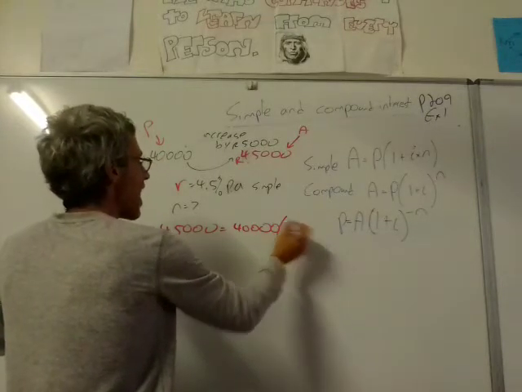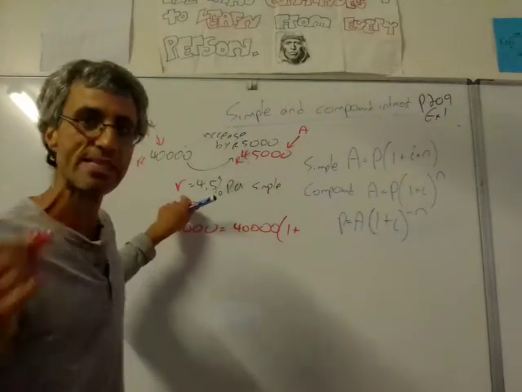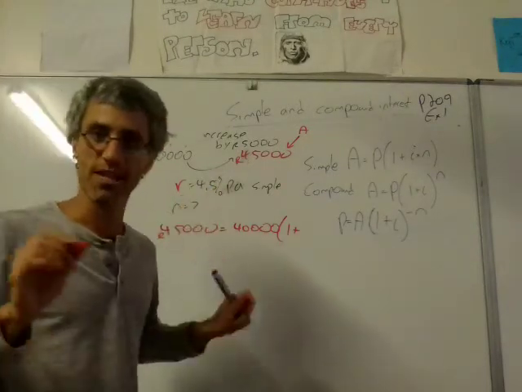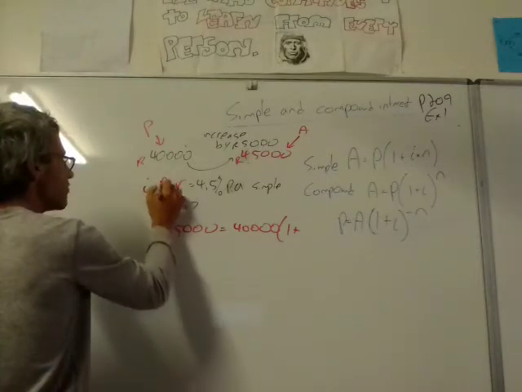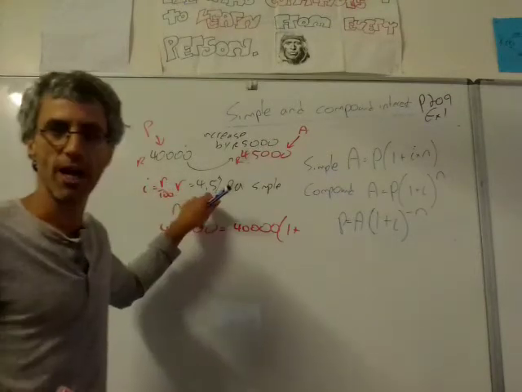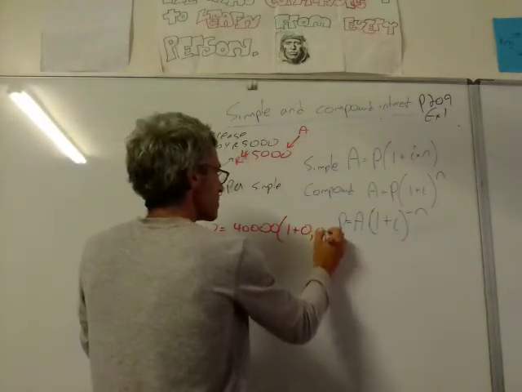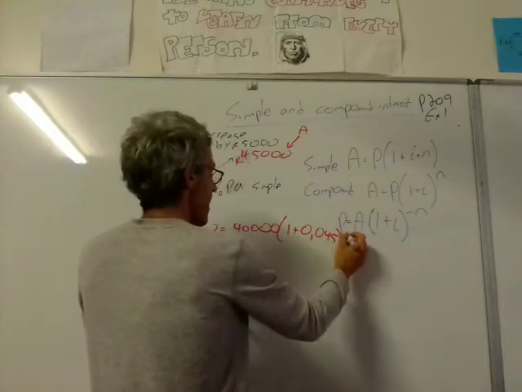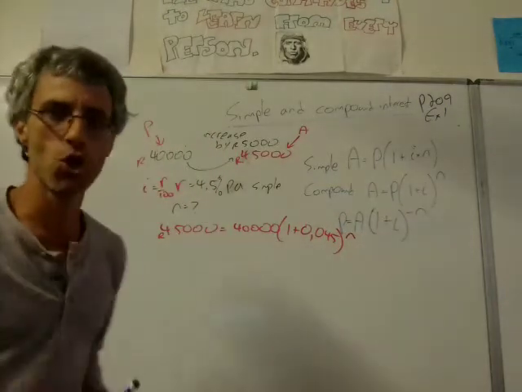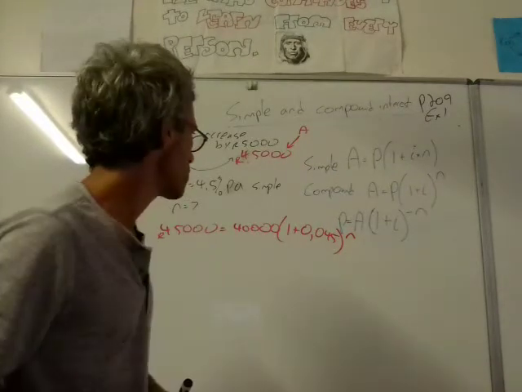1 plus I. Okay, if the R, the interest, is 4.5%, the I, which is the decimal, is R over 100, isn't it? I is R over 100. So I need to divide it by 100. You can do that in a calculator, but come on, guys, it's not that difficult. 0.045. And we're powering it by N. We don't know what N is. How are we going to do that?